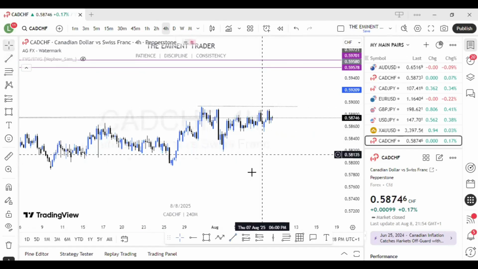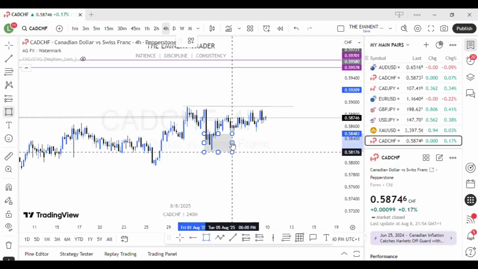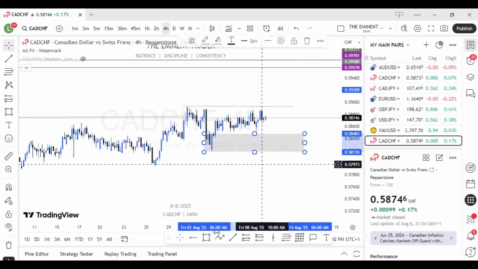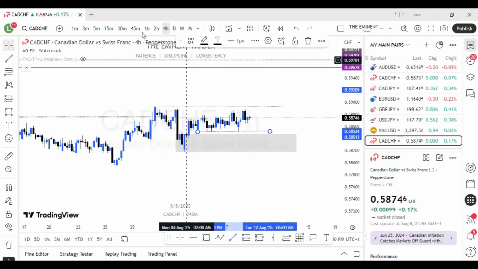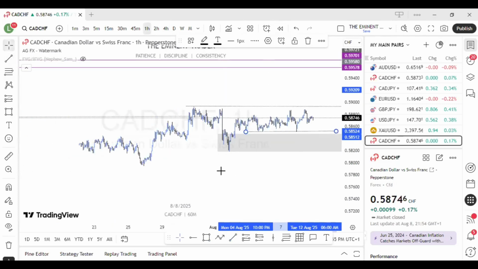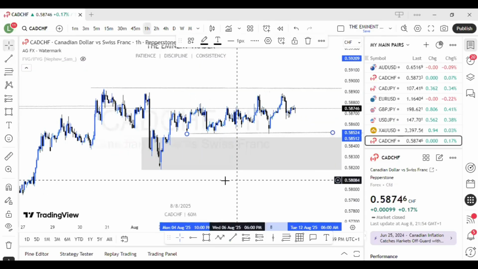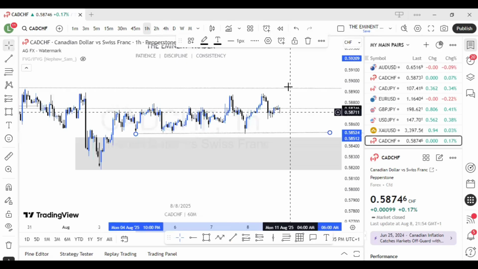And if you break structure, Zoom is already warning me. If you break structure, you start looking for your entries around here. And there's an inducement for it, but you need to see a break of structure first. Then you go to your lower time frame to pick entries. I've not seen anything clear yet for now. I need to see that break first.